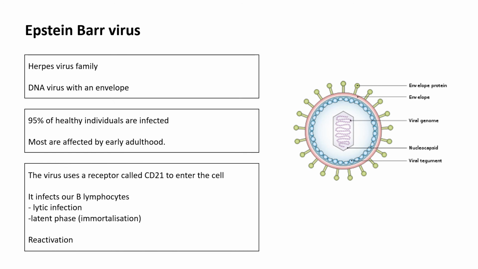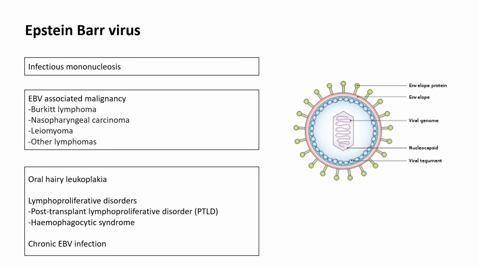The virus uses a receptor called CD21 to enter the cells it infects. It infects B lymphocytes and a few other types of cells. Once infected, the virus may take one of 2 routes. It may start an infection, or it may go into a dormant phase called the latent phase. In the latent phase they ensure that the B cell never dies, or in other words, immortalize them. Once they go into the latent phase, they may occasionally reactivate to cause infection.